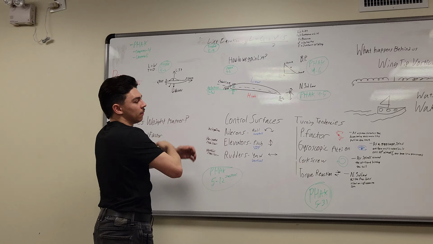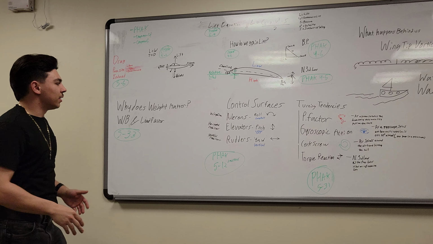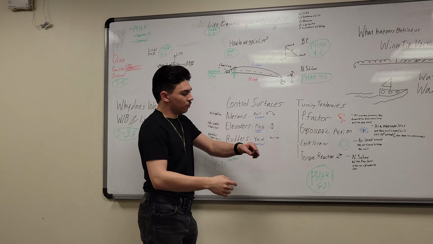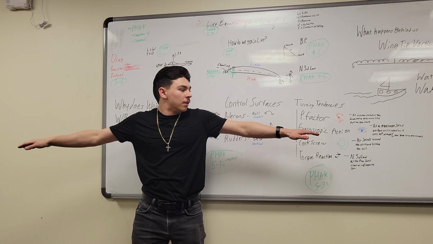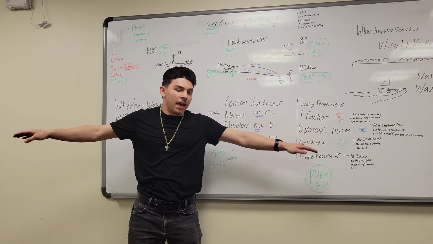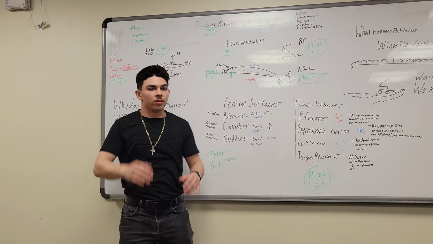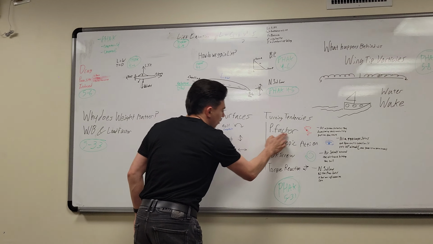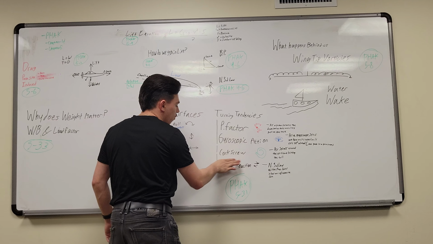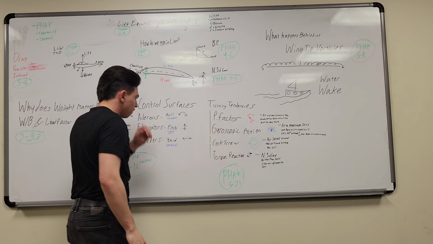Now, these all have different stabilities, with the ailerons on the longitudinal axis of the aircraft, the elevators on the lateral wingtip to wingtip axis, and the rudders on the vertical top to bottom axis. Now let's go ahead and look at our turning tendencies. We have 4 turning tendencies. That's going to be P factor, gyroscopic action, corkscrew, and torque reaction.